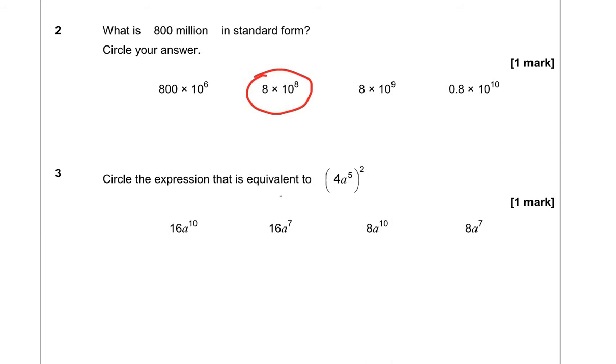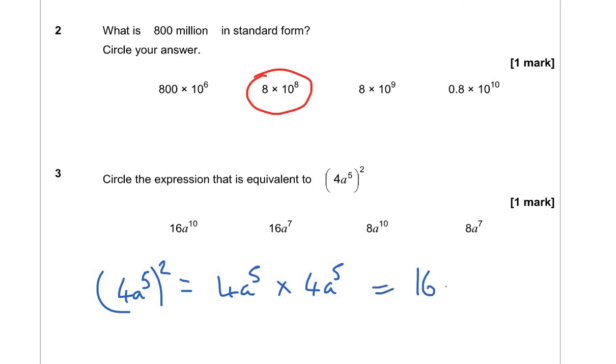Question 3. Circle the expression that's equivalent to this. Well, if you think about it, (4a^5) squared is just 4a^5 times 4a^5. And we can do this using indices. The 4 times 4 is 16, and the a^5 times a^5 is a to the 5 plus 5. And so we have 16a^10.